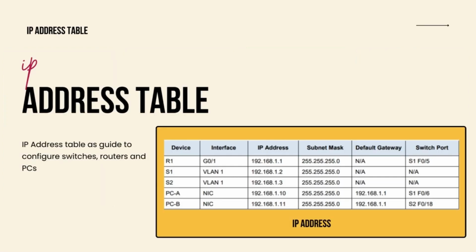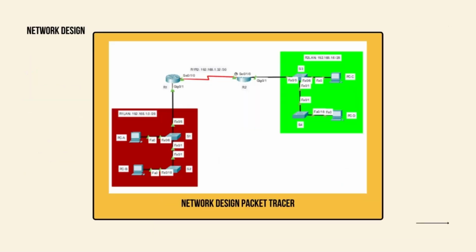Next, our address table based on the topology. So as you can see, it has given us the IP address, the subnet mask, the default gateway, and switch port. We have configured all of the IP addresses, subnet masks, and default gateways, including the switch ports for the respective devices. Next, this is our network design from Packet Tracer.